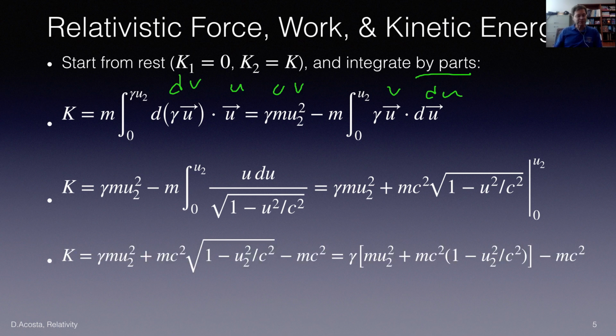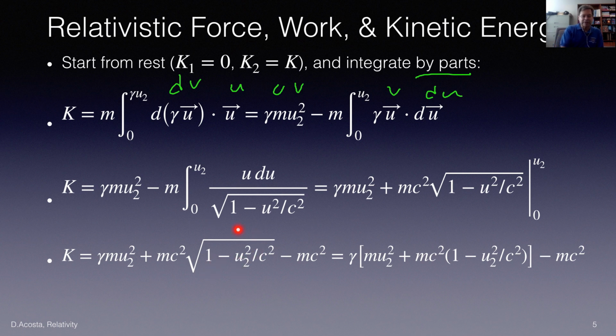All right, let's try to simplify this down. Keep the gamma m u2 squared. I have now, plugging in u2 here, mc squared times the square root of 1 minus u2 squared over c squared. That's this piece here. But when I plug in and subtract 0, I'm going to get minus mc squared times the square root of 1 minus 0, which is the square root of 1, or just 1. So we get a minus mc squared here. All right, well, let's collect terms here.